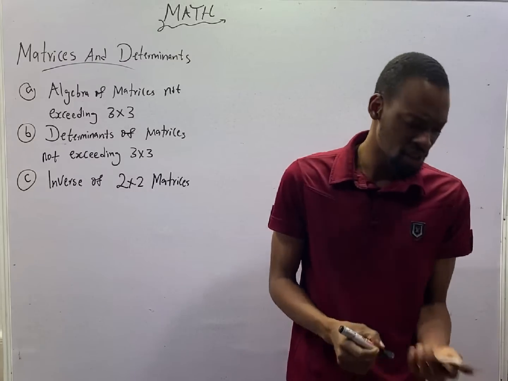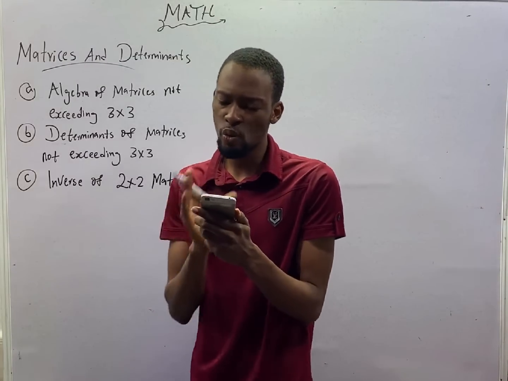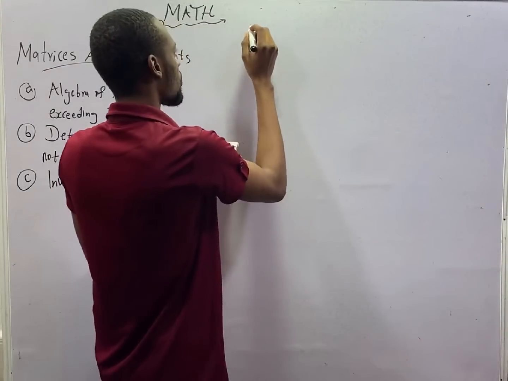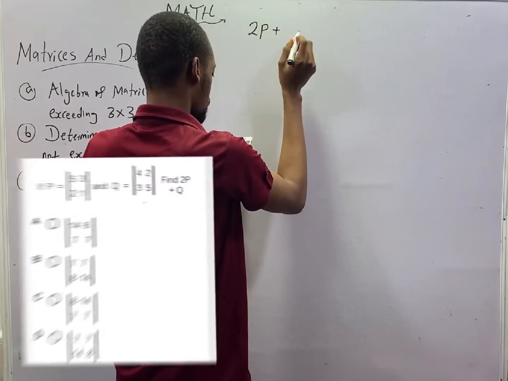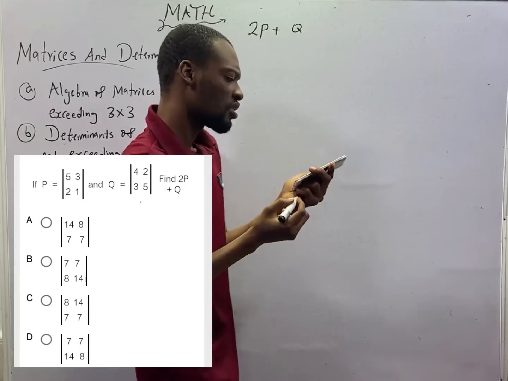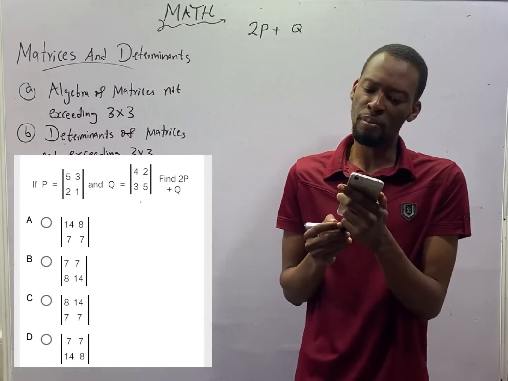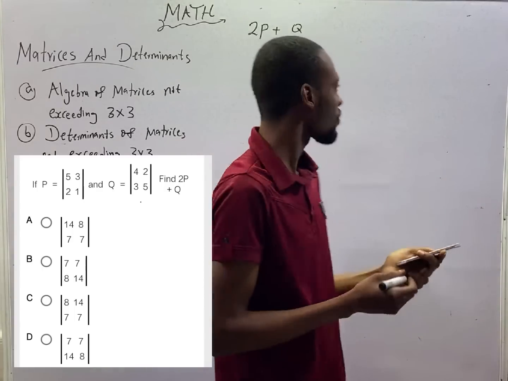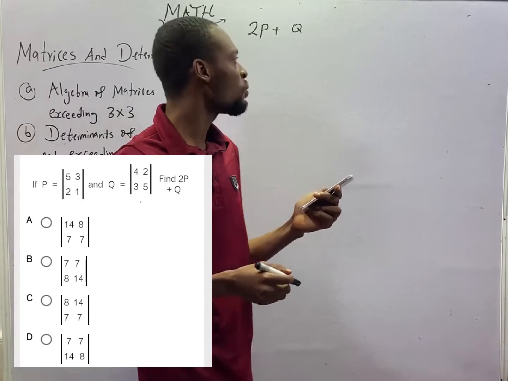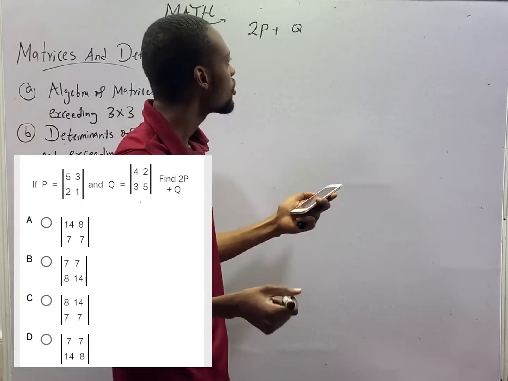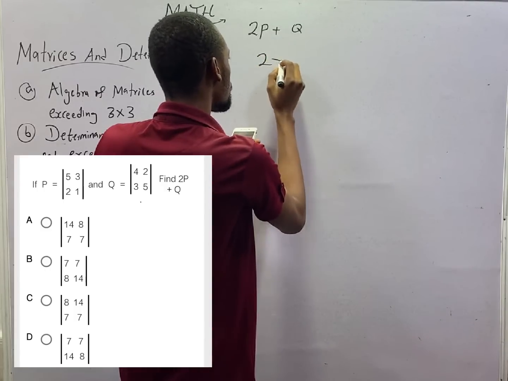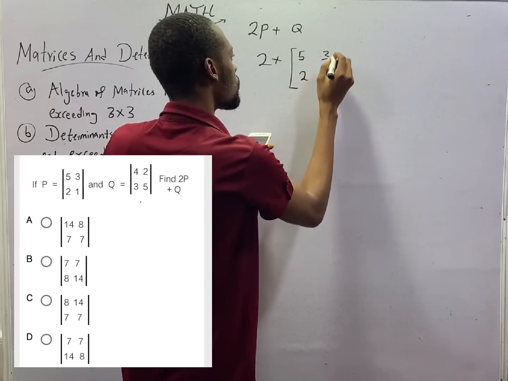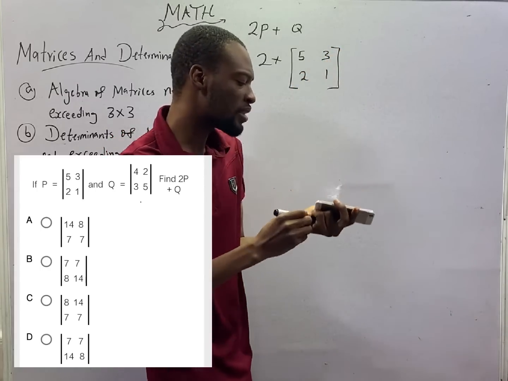Now, the first question before us is, if the matrix P is equals this and matrix Q is equals that, find 2P plus Q. This is scalar multiplication of matrices and also addition of matrices. We are looking for 2 times P, then we add it to Q. 2 times P is simply 2 times 5, 3, 2, 1. This is a 2 by 2 matrix.